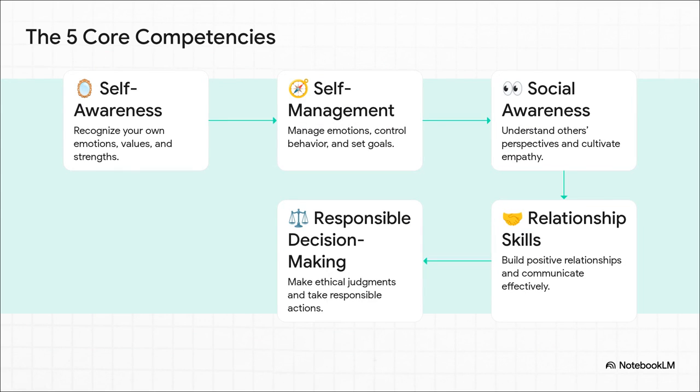And SEL is built on 5 core ideas or competencies. It all starts with self-awareness, just knowing what you're feeling. From there, you get to self-management, which is learning how to handle those feelings. Then you can develop social awareness, understanding what other people are feeling. And that naturally leads to relationship skills, interacting in a positive way. The whole thing builds up to this final step: responsible decision-making, where you take everything you know and feel and turn it into thoughtful, ethical action.